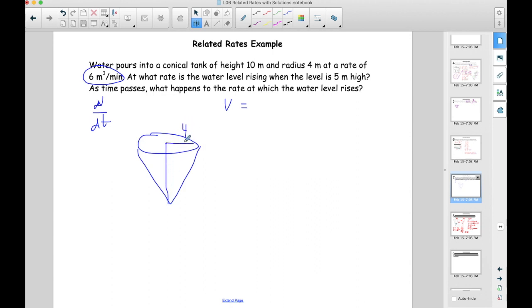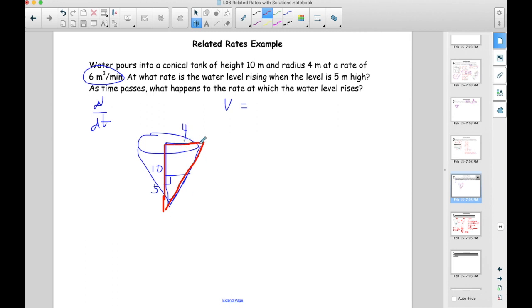The radius is 4, the height is 10. And then at some point in time, you're going to be over here. It says when we are 5 meters high, so then we're going to hit 5 meters at some point in time, and we're going to be thinking about this triangle. What I want you to notice is that this triangle here is going to be similar to the larger triangle. So the little blue triangle is similar to the smaller triangle.